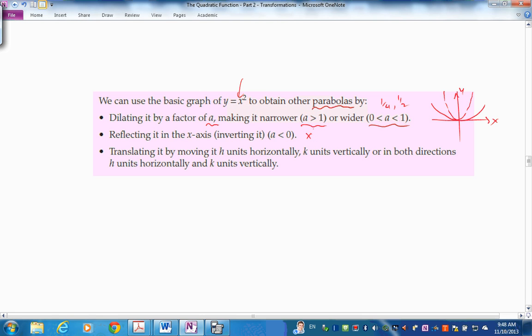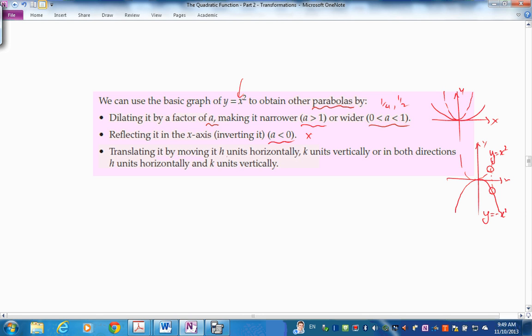Reflecting it in the x-axis. If a is less than 0, let's just check that again. There is x squared. And if you multiply it by something like neg 1, it's going to be a reflection down here. Y equals x squared, multiply all the values of y by neg 1. That one's going to go down to there. And so it's a reflection in the x-axis to produce a function y equals neg x squared.